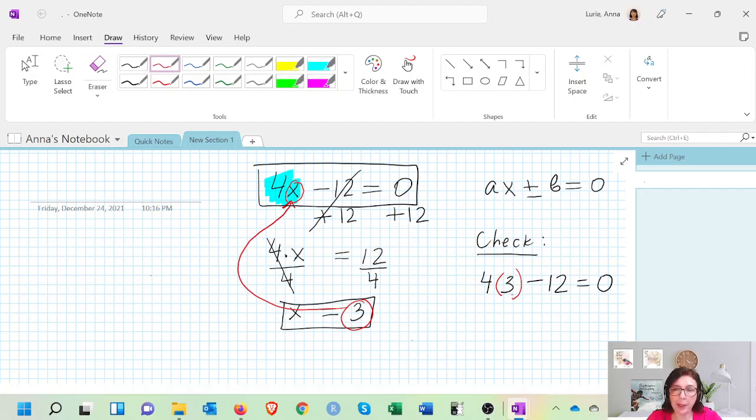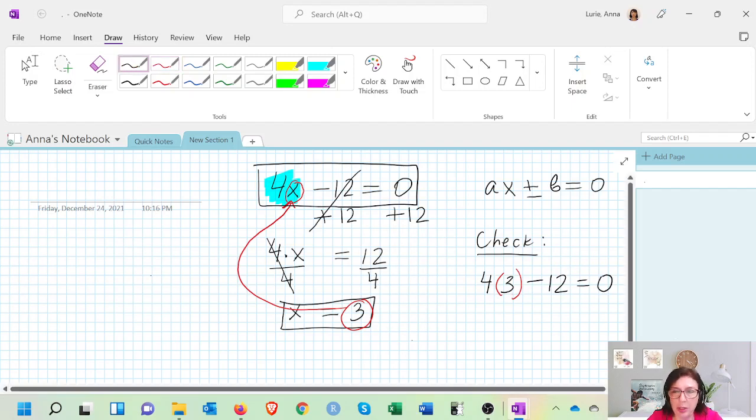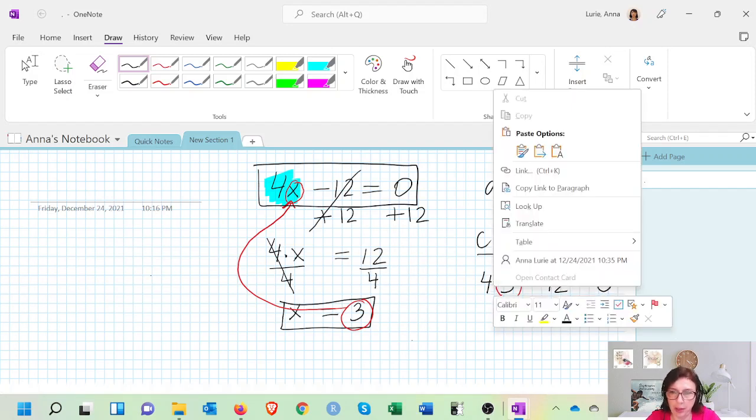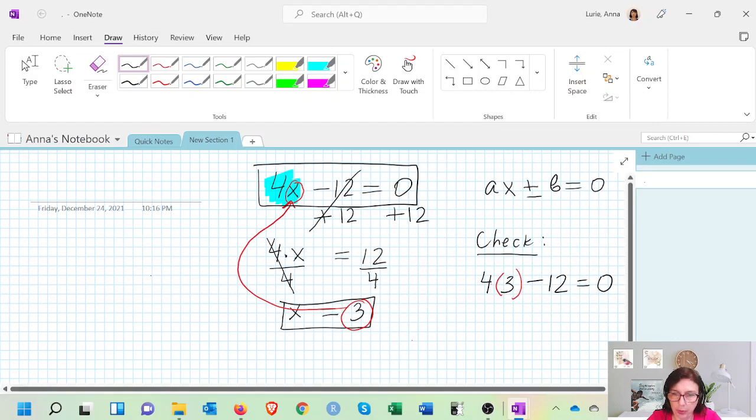Okay. But again, what type of operation is now between 4 and a 3? Whether you have parentheses or you have a variable, the operation is multiplication. So this is really 4 times 3. So that's going to be 12. So 12 minus 12, that's equal to 0, right? And 12 minus 12 is 0. So we get 0 on both sides. So we know that we got it correct. That's it.